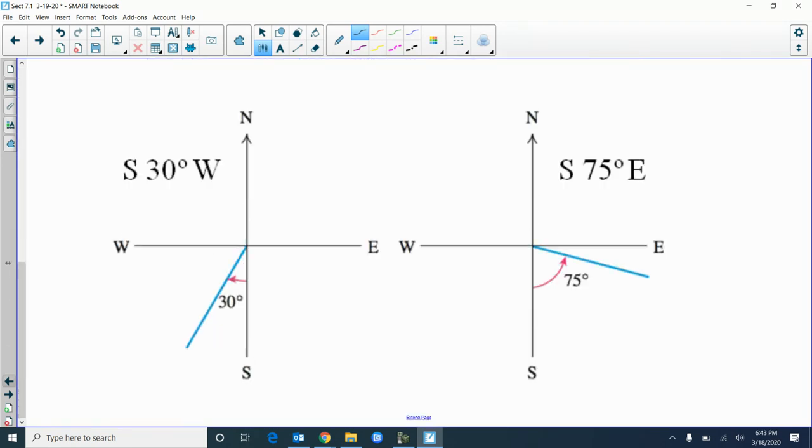South 30 degrees west, it always starts with a north or south. Tells you which direction to look, up or down. And then you either got to go right or left based upon the east or west. So south 75 degrees east will put me in quadrant 4. And then the south 30 degrees west will put me in quadrant 3.